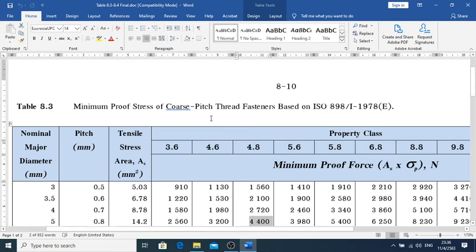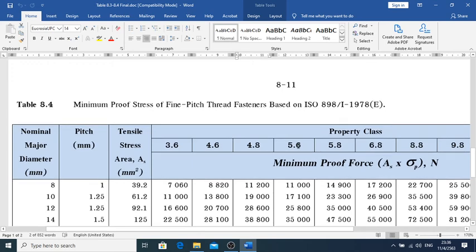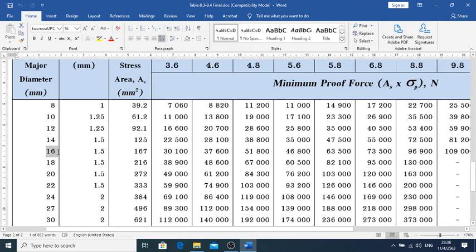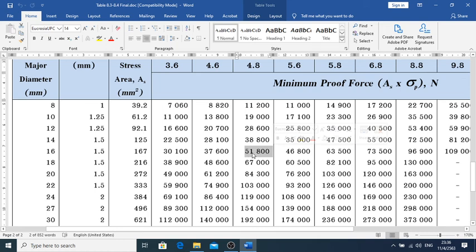Okay, 8.3 is the coarse pitch, right? And then 8.4 is the fine pitch respectively. The fine pitch of course is better. For example, M16: the minimum force of the 4.8 class is going to be 51,800, right? So this is what is shown for the proof force.